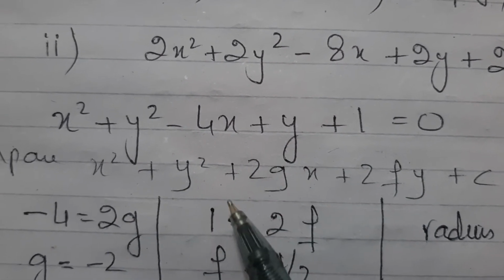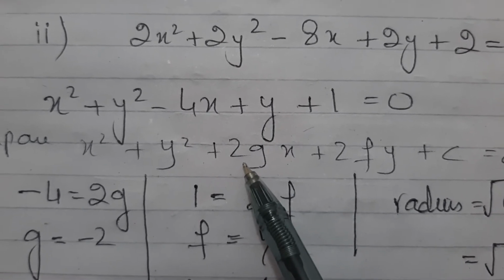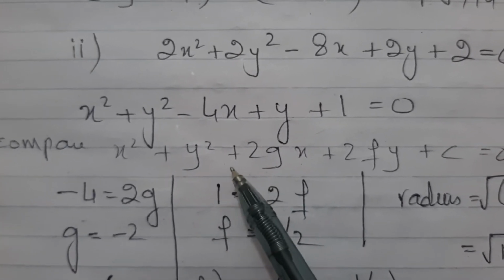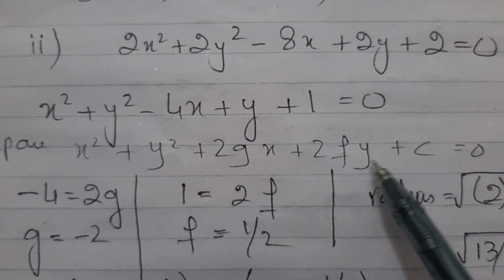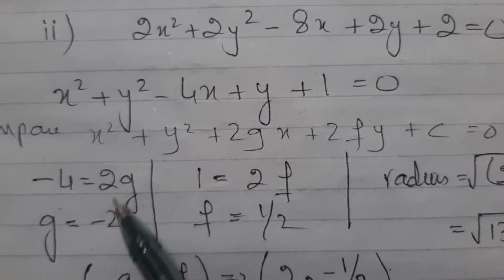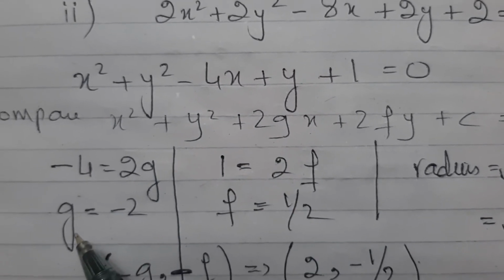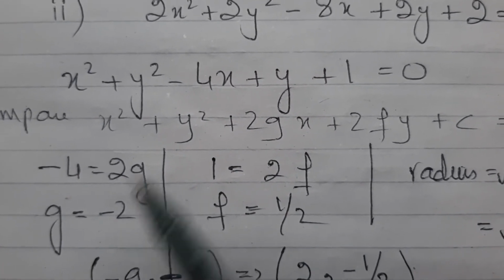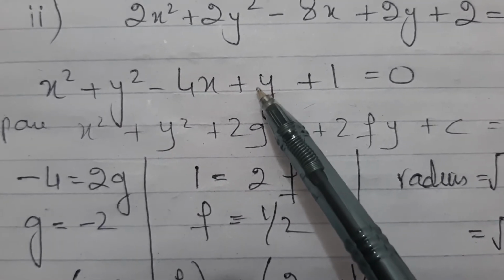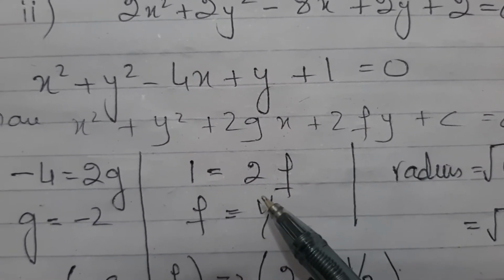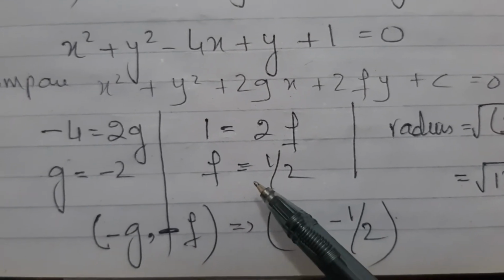So this will be my new form of the equation. Now I will compare it with the general form, which is x square plus y square plus 2gx plus 2fy plus c. So exactly in the same way, minus 4 equals 2g. I will get the value of g as minus 2. Then the coefficient of y is 1, and in the general form, it is 2f. I'll compare with that, and my f will be half.